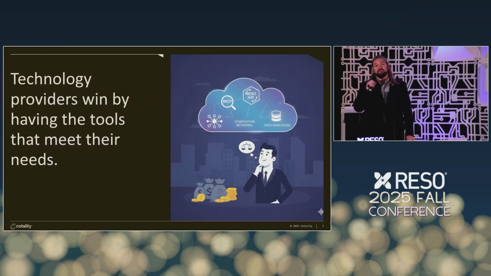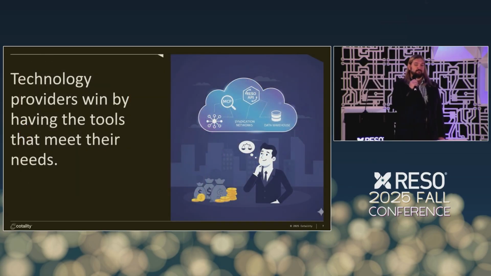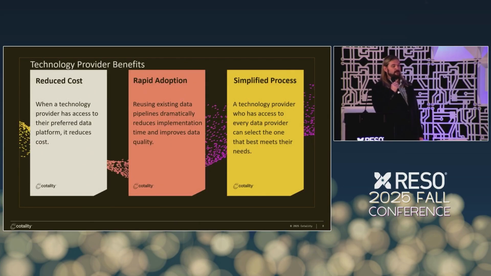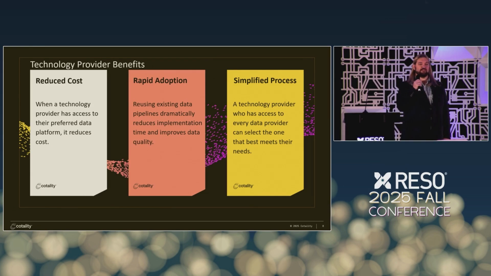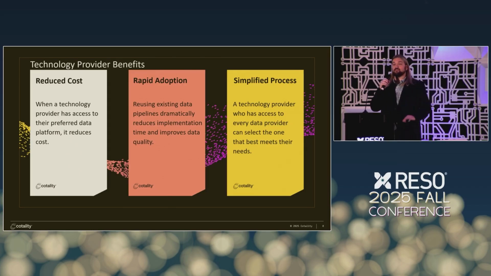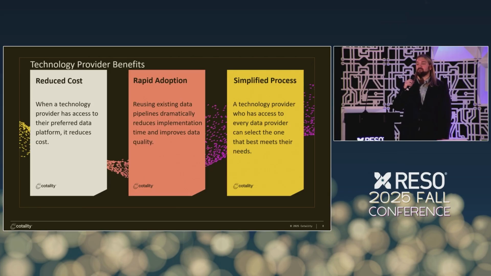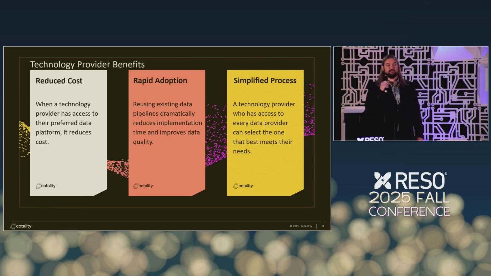On the same token, we feel that technology providers win by having the tools available that they need. Again, a technology provider has reduced cost when they can work within a platform they need. I think you see this fairly often when you go to a technology provider and you say, I have to use platform X. They've never built a data feed against platform X. They have to talk about how long it's going to take to set it up and to get it going, and that's just more friction for your membership.